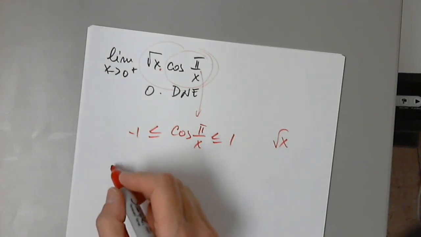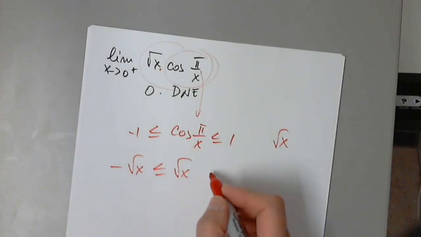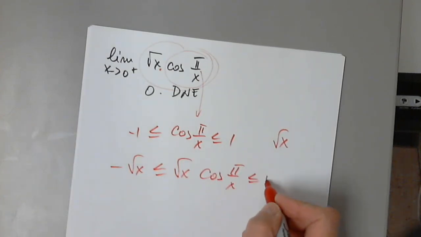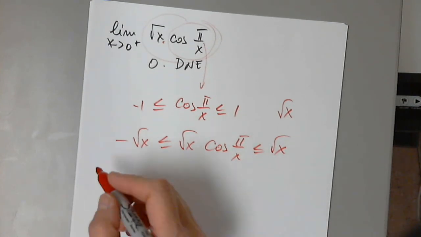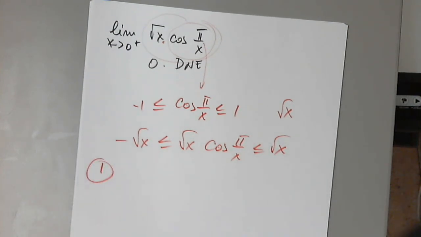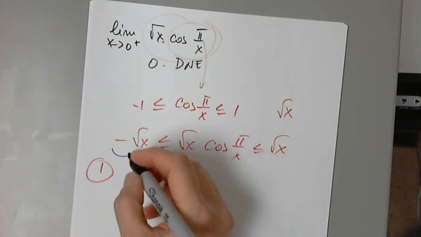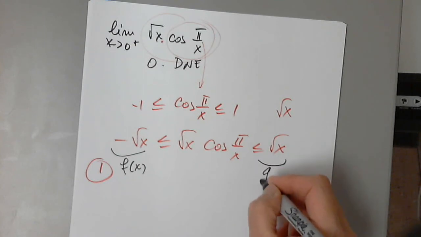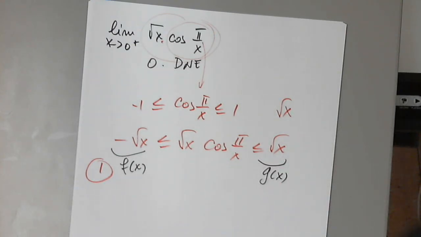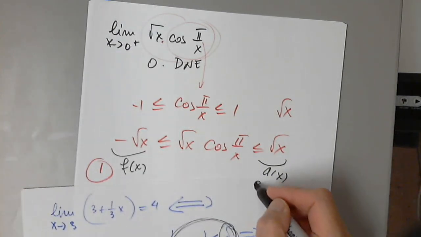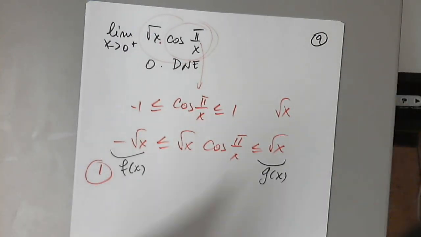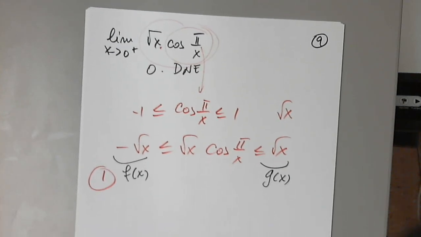So now I have negative the square root of x less than or equal to the square root of x cosine pi over x less than or equal to the square root of x. And at this point, this is the first hypothesis of the squeeze theorem, that says that I found 2 functions, f of x and g of x, that squeeze the given function between themselves on the interval such and such. So that's the first step.